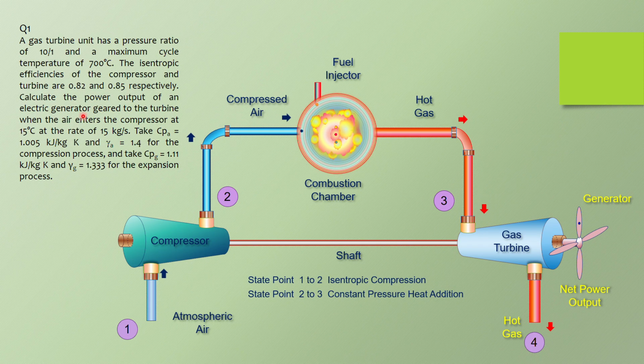An electric generator is geared to the turbine. The air enters the compressor here at 15 degrees C, and the mass flow rate of air is 15 kg per second. You can take 15 plus 273, so it is 288 Kelvin. 700 plus 273, so you have 973 Kelvin, the maximum temperature, and 288 Kelvin the minimum temperature. What about the pressure? Since this is atmospheric air, do you know what is atmospheric pressure?